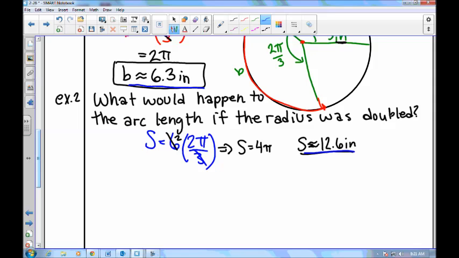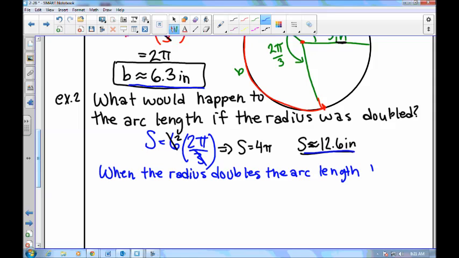So who has an observation of what happens to the arc length when the radius is doubled? Eric? Okay. Because what happens to the arc length? It doubles. When the radius doubles, the arc length also doubles. So that's our answer. This is your answer. Please write it down.